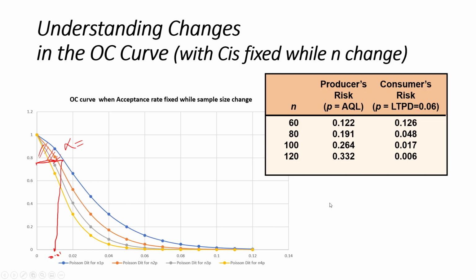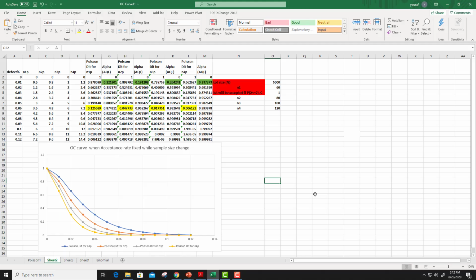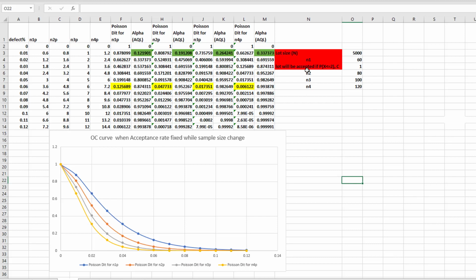So now I'm going to show you how to sketch this in Microsoft Excel. In this example, you can see the lot size is 5000, my N1 is 60, N2 is 80, the third sample size is 100, and N4 is 120. Our lot will be accepted if there is only one defective product. If the number of defective products increases beyond 1, then the lot will be rejected.